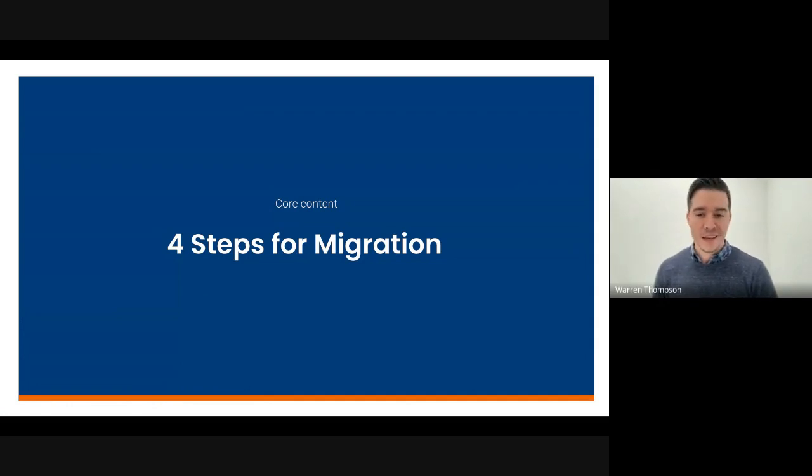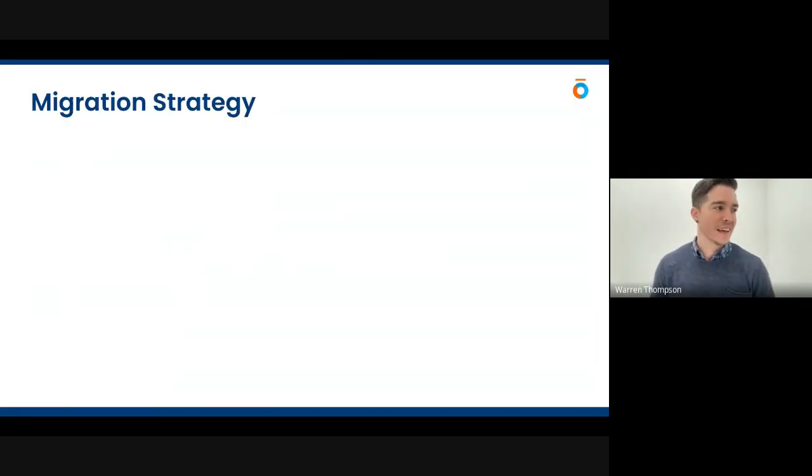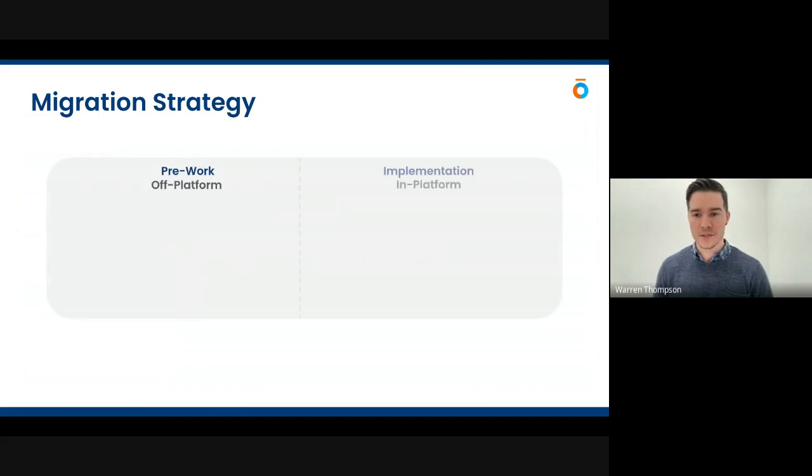So here's what we're talking about today: the 4 steps for migration. We've broken it into 2 categories. One is pre-work, the stuff that you would do in advance, and then implementation would be in the platform. Most people would just get right into the platform and start fiddling around with things, and probably get frustrated because they don't know what they're trying to achieve. So that's why we started with this first stage.